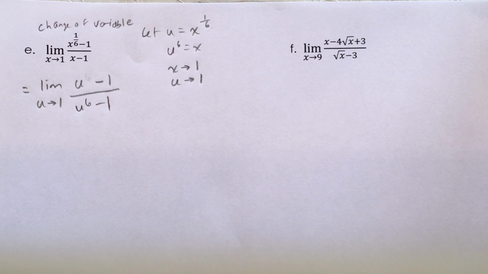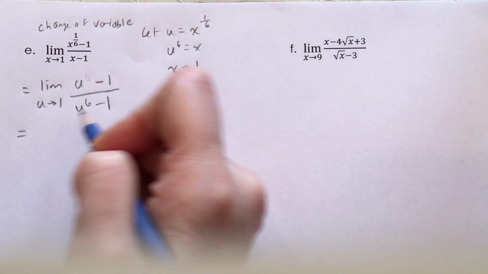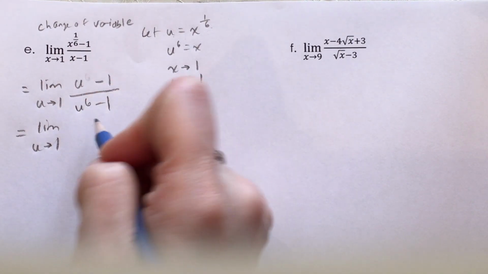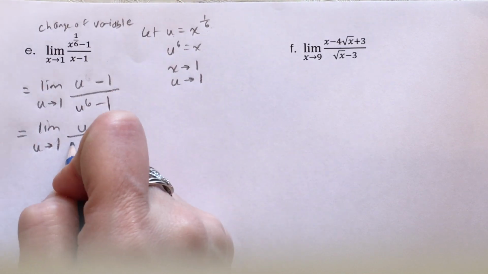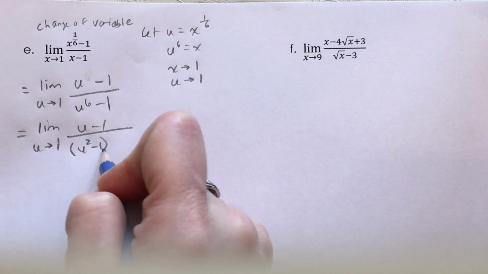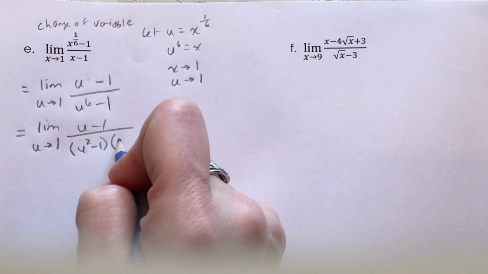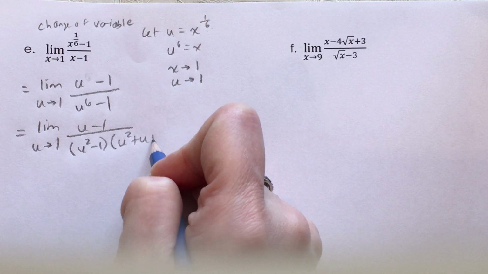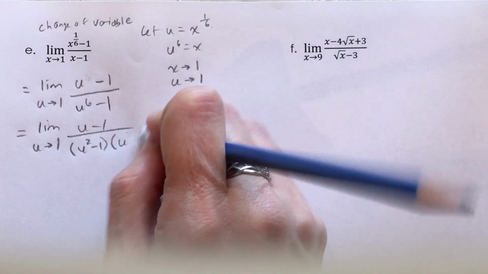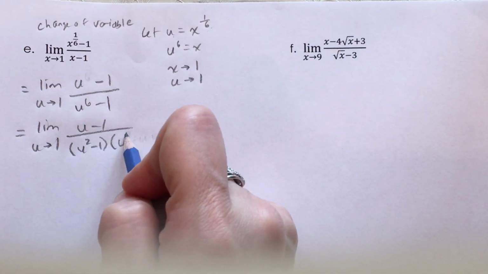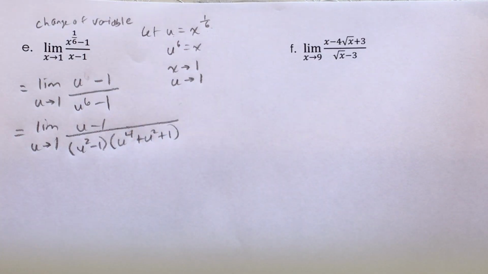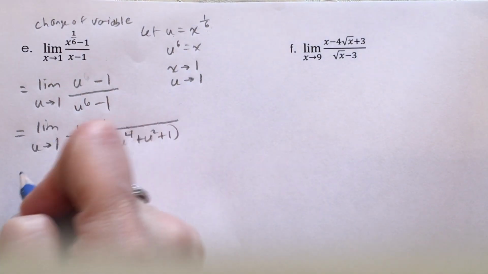Okay, and again, we can do our difference of cubes with the u to the 6 minus 1. So leave our u minus 1 up top. So that's going to become u squared minus 1 if we do a difference of cubes, times u to the fourth plus u squared plus 1. And then u squared minus 1 is a difference of squares still.